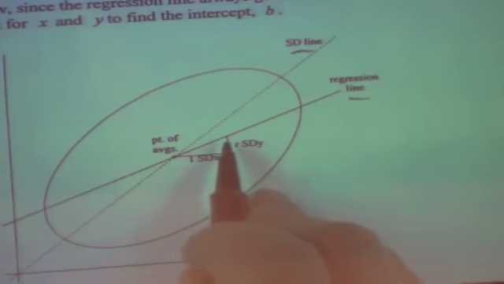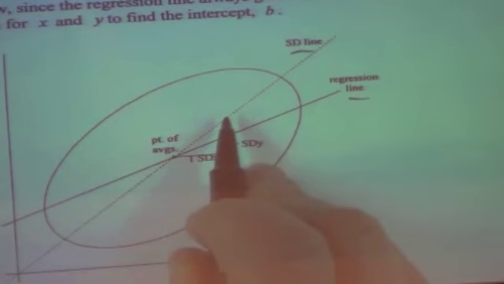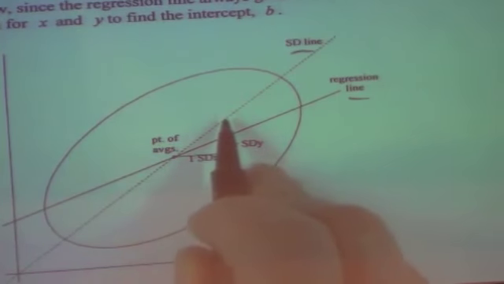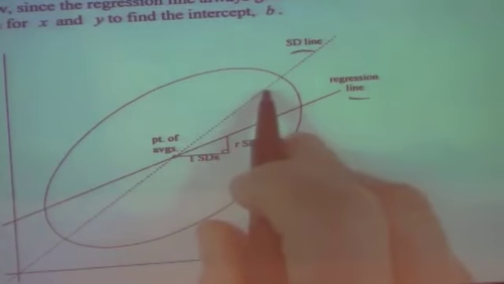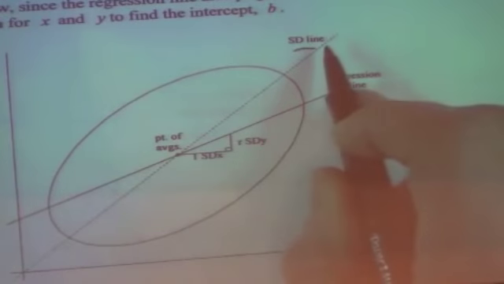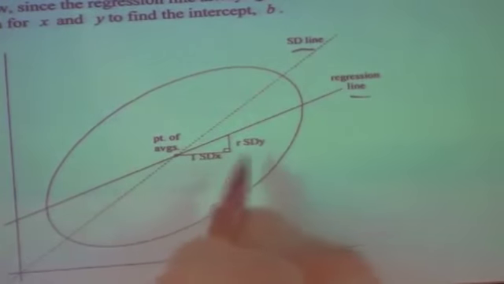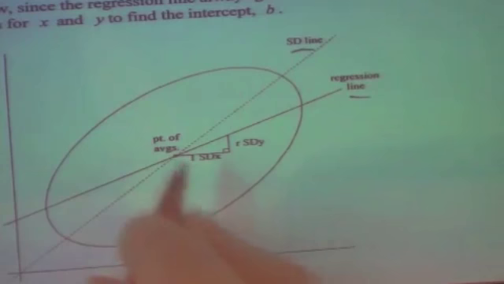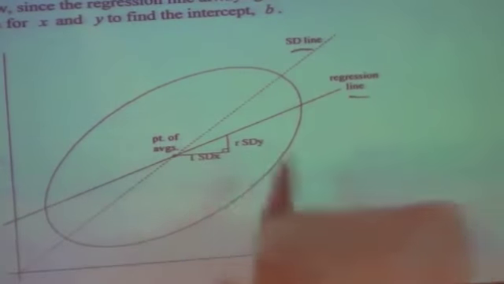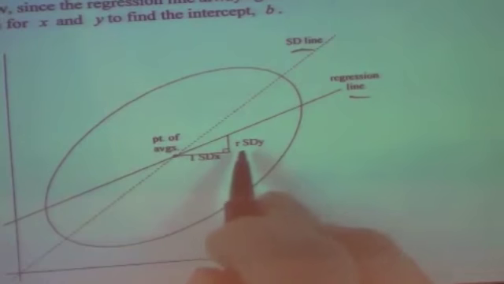The stronger r is, if r was 1, then we'd go all the way up. If you have a z-score of 1 in x, you'd have a z-score of 1 in y. If you had a z-score of 2 in x, you'd have a z-score of 2 in y. And every point would be on the standard deviation line. If r was 0, you'd have complete scatter here, and no matter what your z-score was, you just predict the average. So this really tells us the slope.